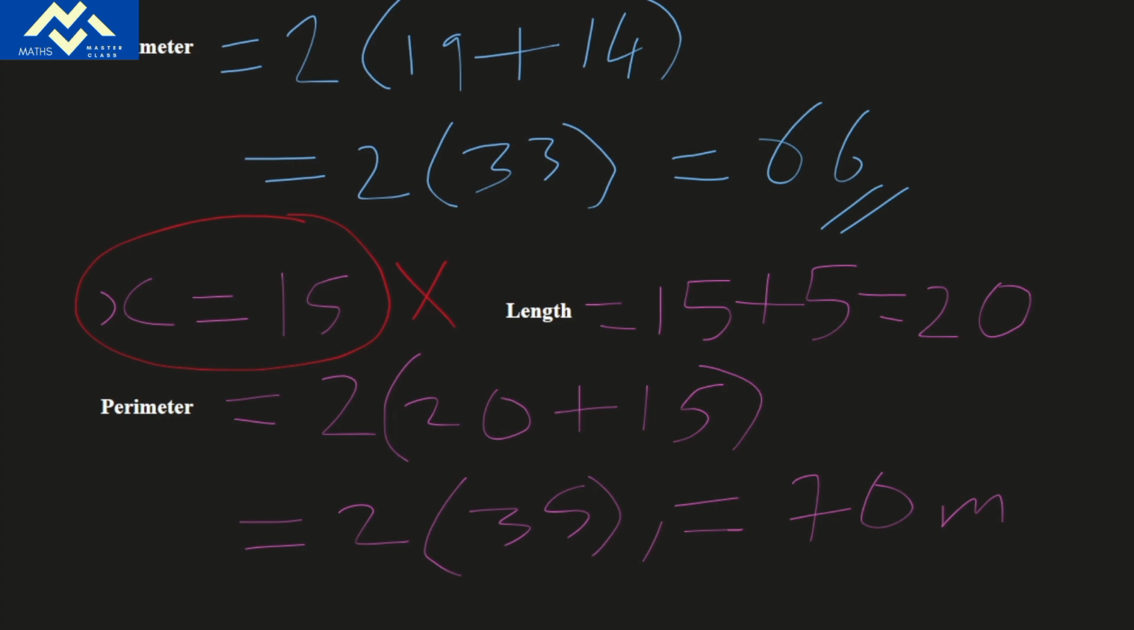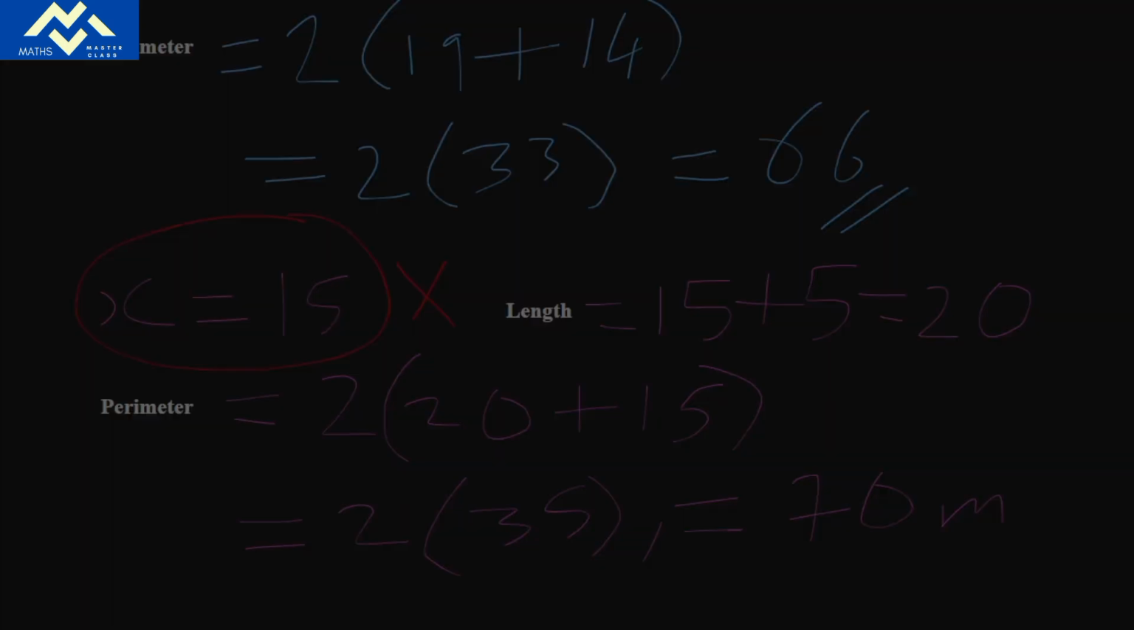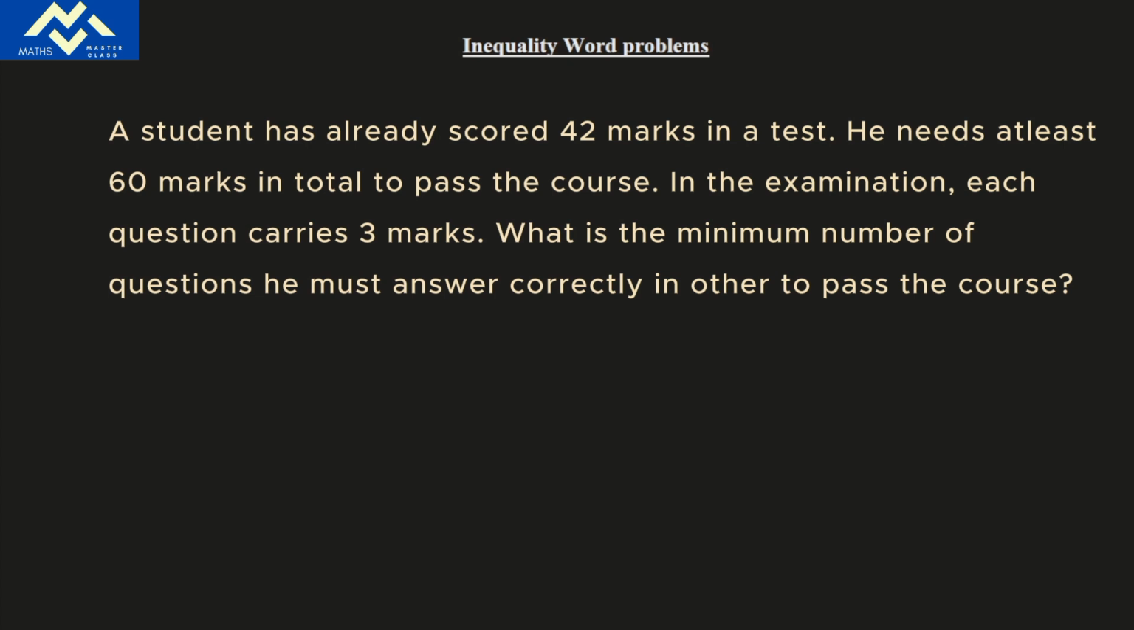Now, I will leave you with this question to test your understanding. A student has already scored 42 marks in a test. He needs at least 60 marks in total to pass the course. In the examination, each question carries 3 marks. What is the minimum number of questions he must answer correctly to pass the course?